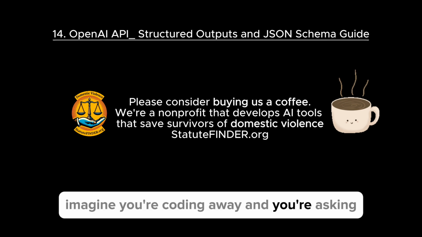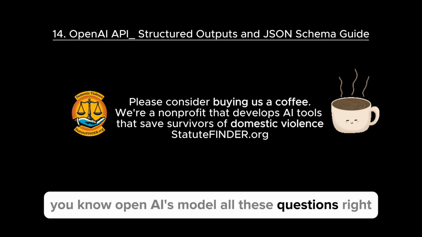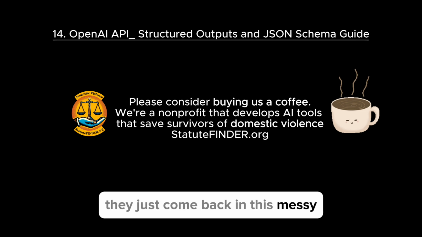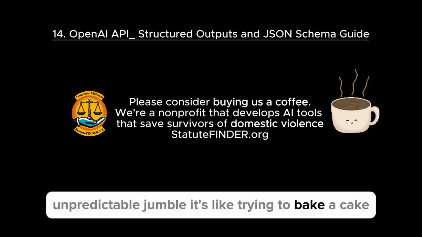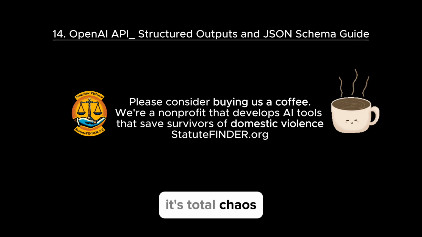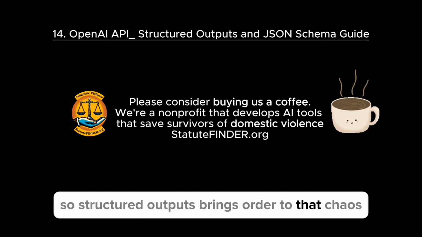Imagine you're coding away and you're asking OpenAI's model all these questions. But the answers you're getting back just come back in this messy, unpredictable jumble. It's like trying to bake a cake, but your ingredients are scattered all over the kitchen. Oh, it's total chaos. So structured outputs brings order to that chaos.